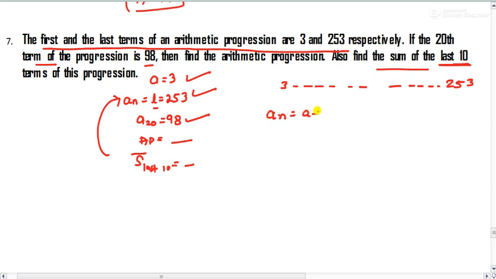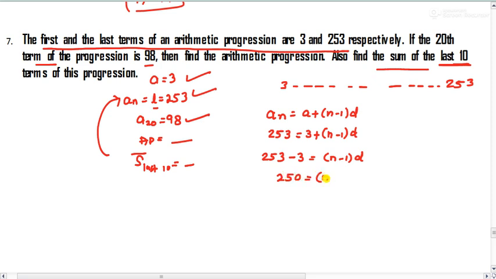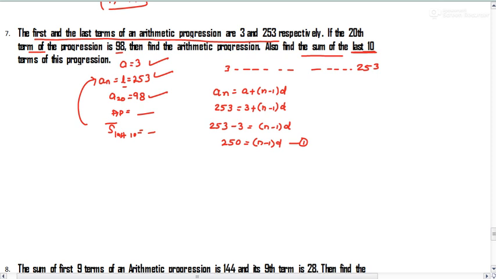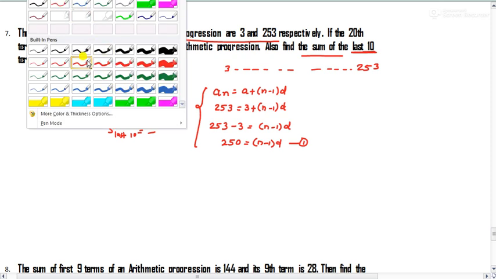An is equal to a plus n minus 1 into d, right? An is given as 253, a is 3, we don't know the value of n, also we don't know the value of d, right? Are you getting this? So you keep them as it is, transfer this 3 to LHS, we'll get n minus 1 into d is equal to 250. Is this clear to everyone? Yes, is this clear? Yeah, this is using the first data.